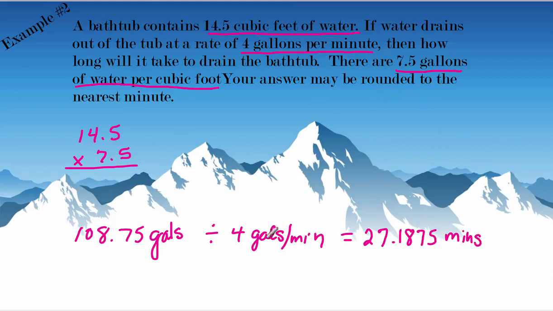All right, so let's see, did I use everything? 14.5 cubic feet of water was multiplied by 7.5 gallons per cubic foot to give me how many total gallons I have. Divide that by 4, because 4 come out every minute. So now I have 27. Okay, good. And what's this last part right here? My answer may be rounded to the nearest minute. So 27.1, my final answer would be 27 minutes.